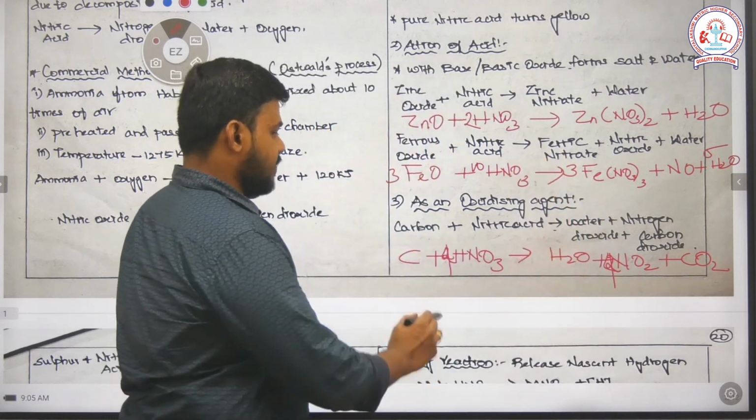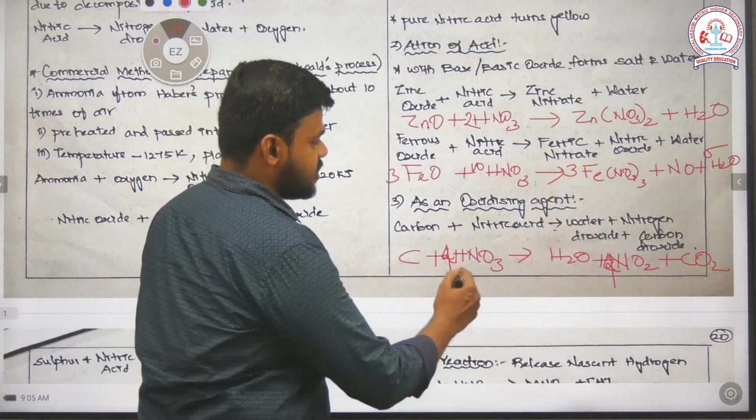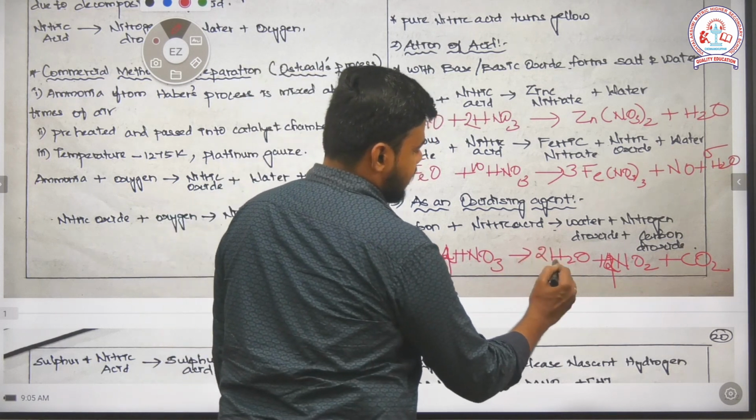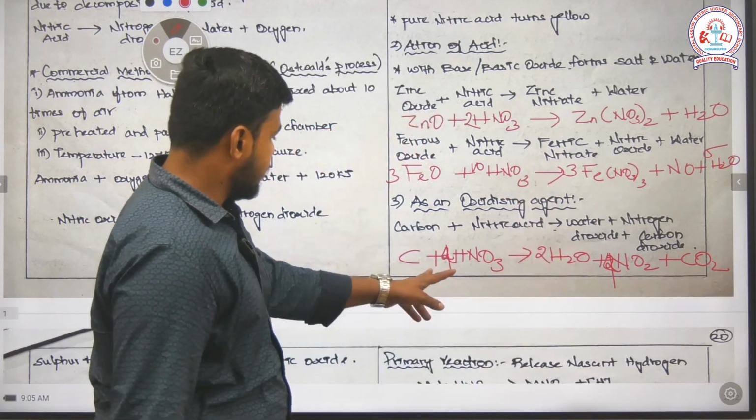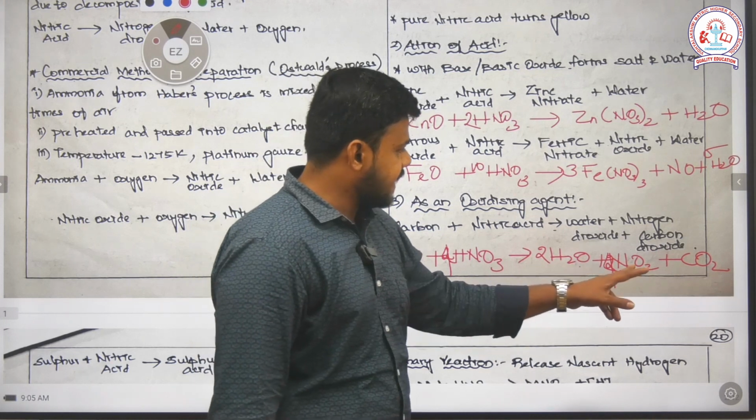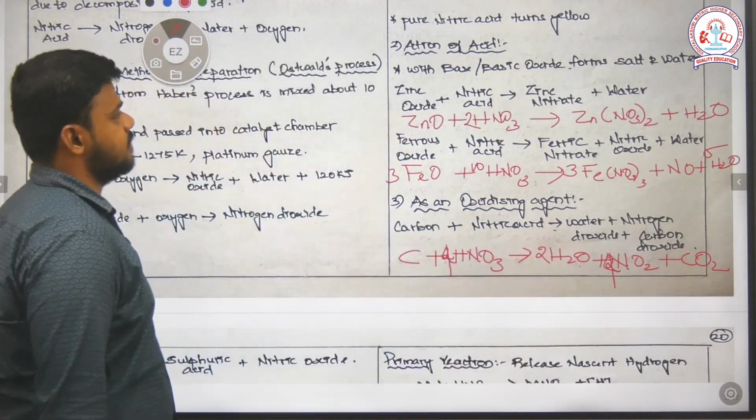Then carbon will take up oxygen and goes as carbon dioxide. Hydrogen here is 2, so I will make it 2. Here it is 4. So oxygen is 12: 2 plus 8 is 10, 10 plus 2 is 12. The equation is completely balanced. Okay.